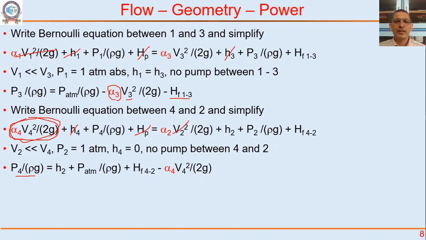So bring this on the other side. P4 by rho g would be H2 plus P2 by rho g, which is the atmospheric pressure by rho g, plus frictional head loss minus the kinetic head that is available at location 4. So do these calculations for yourself. You will find that P3 is something like 0.7, 0.8, 0.9 atmosphere, almost equal to 1 atmosphere, but slightly less than 1 atmosphere. P4 by rho g is almost like 40-50 meters, because that much is the head that it has to overcome. Right? So calculate for yourself.